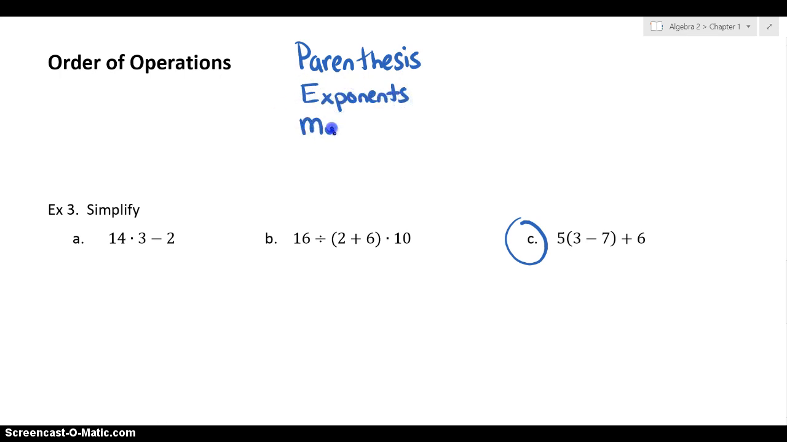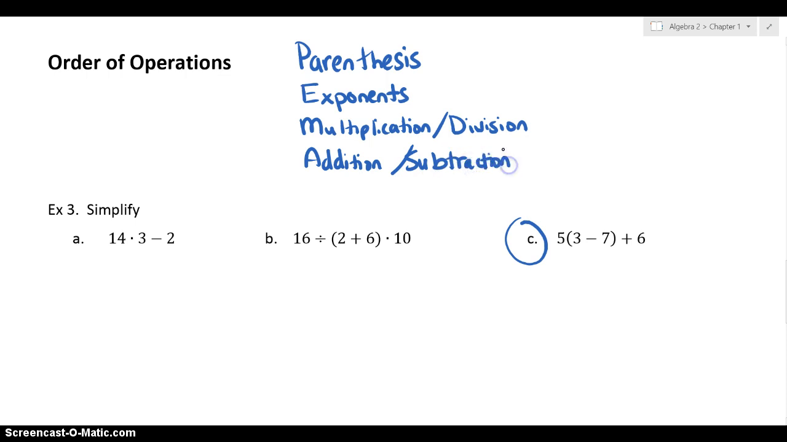Then we go into multiplication with division. So these two are on the same level. Then we have addition and subtraction. I write these addition and subtraction next to each other as well because they're in the same level. So level 1, level 2, level 3, and level 4. Those are the types of things we are looking for.